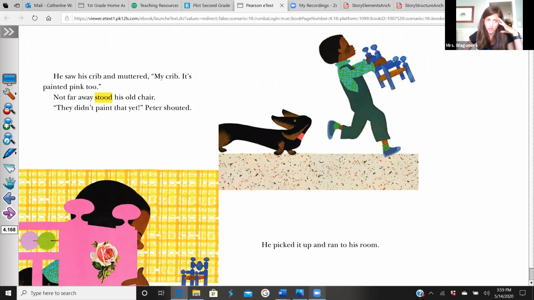What do the words muttered and shouted tell you about how Peter is feeling? Why does Peter run away with the chair? What is he going to do with it? Can you make a prediction? It seems like he doesn't want them to paint it pink, so what might he do with it?